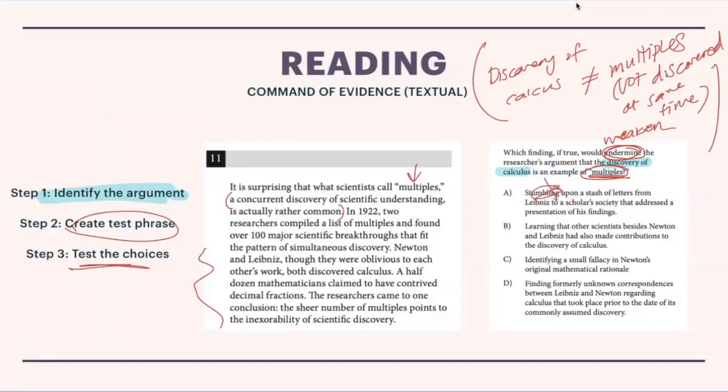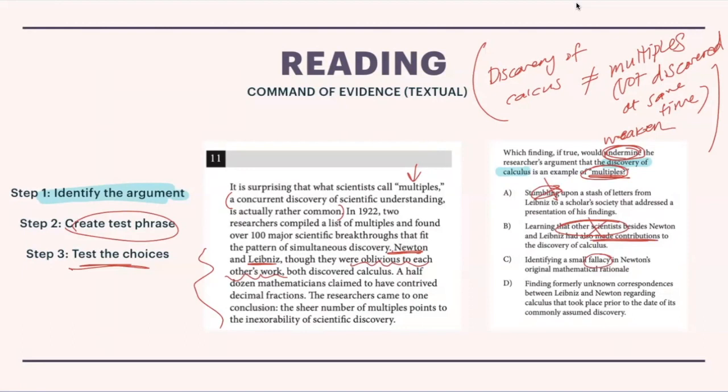And then if we look at B, learning that other scientists besides Newton and Leibniz had also made contributions to the discovery of calculus. It says that other scientists also contributed to the discovery, but of course we want to focus on Newton and Leibniz, who were oblivious to each other's work, that they didn't know about each other's work. But adding more does not make multiples go away, right? Rather, it becomes even more true that it is a multiple, or more people discovered calculus at the same time. So this would not be our answer. And then C, identifying a small fallacy in Newton's original rationale.